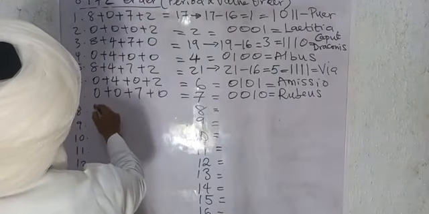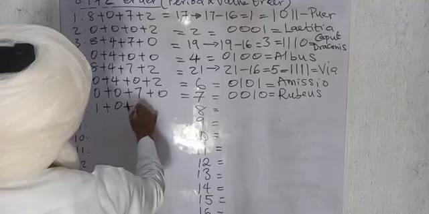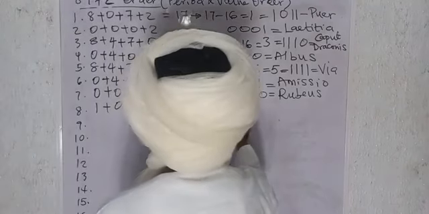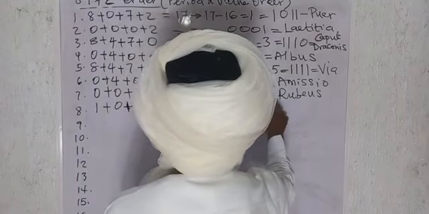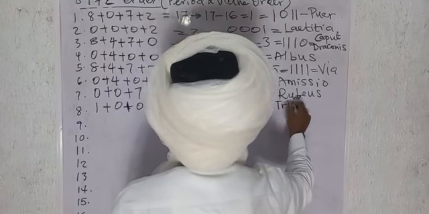8 is there. So you use the level 8. 1, 0 the rest. Plus 0 plus 0. That gives us what? 8. So that is 1, 0, 0. In geomancy, that is called Tristitia.